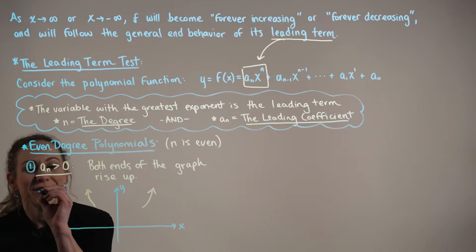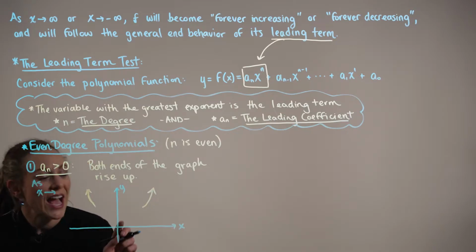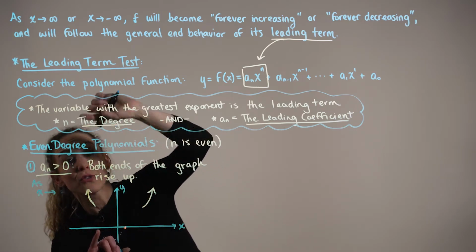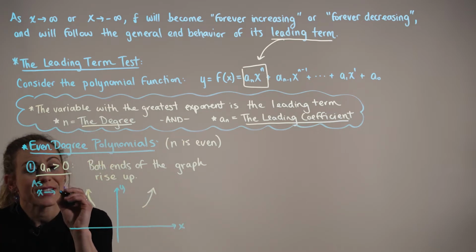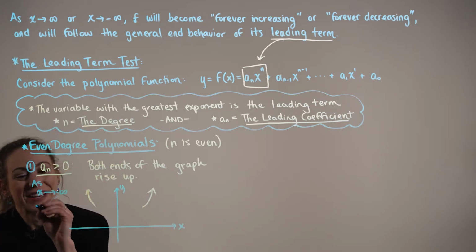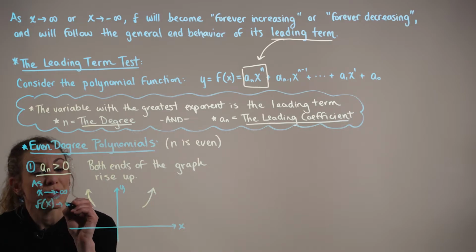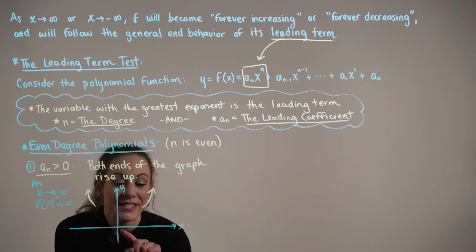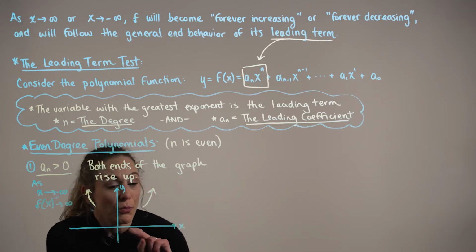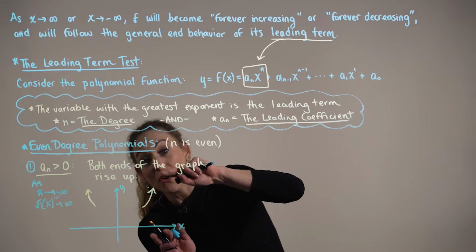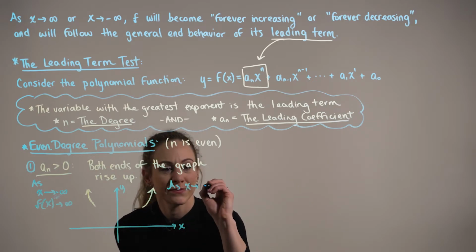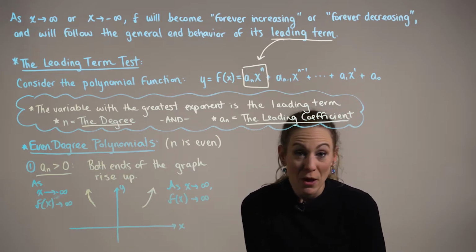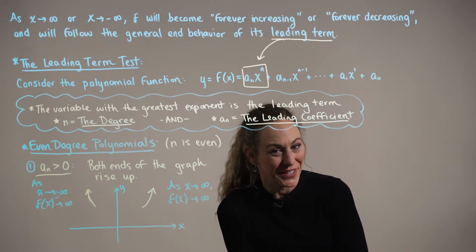So we can observe on the left-hand side that as x is approaching negative infinity, the corresponding y values are growing without bound. Or as x approaches negative infinity, f of x is approaching positive infinity. And on the right-hand side, again, we can see as x is growing or approaching infinity, the y values are also approaching infinity. So this is the case when we have a positive leading coefficient, but what about when we have a negative leading coefficient?